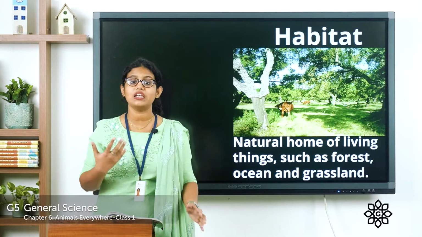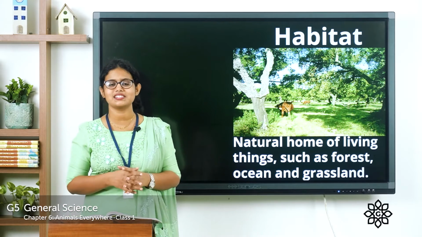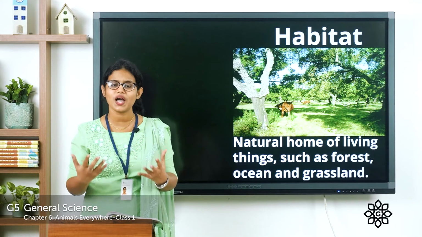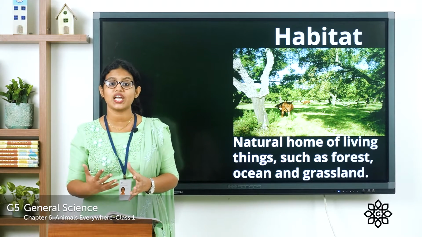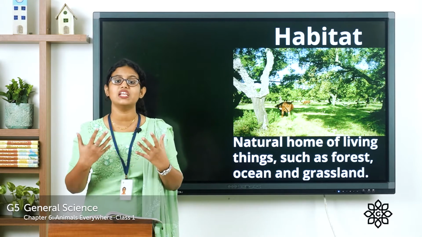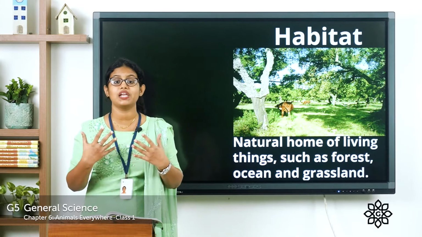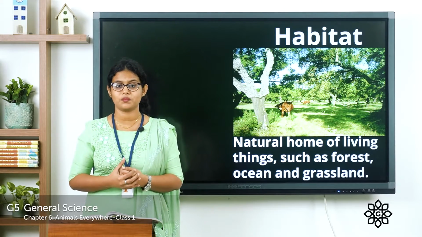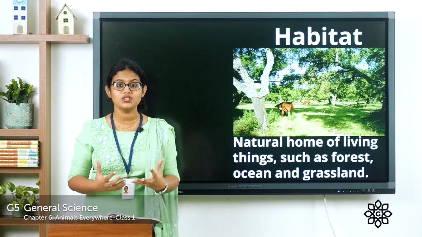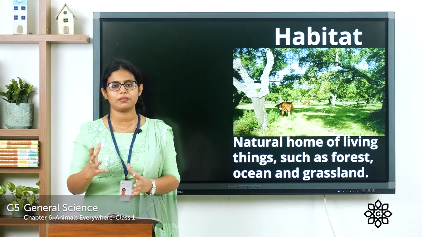So where do we all live? We all live in a house. Likewise, animals also have a house or a shelter to live. So the natural home of living things, we call it as habitat. The place which provides them water, food, and the right kind of environment, we call them as habitat.